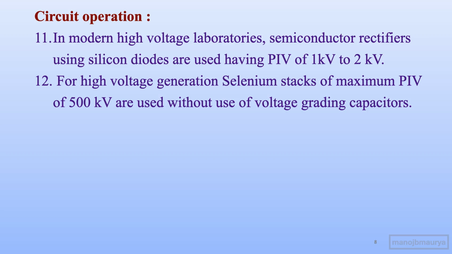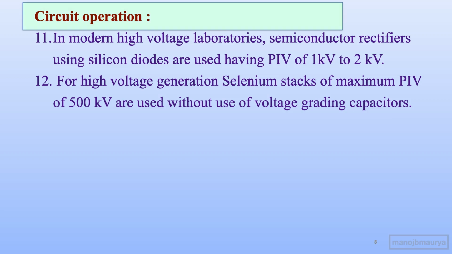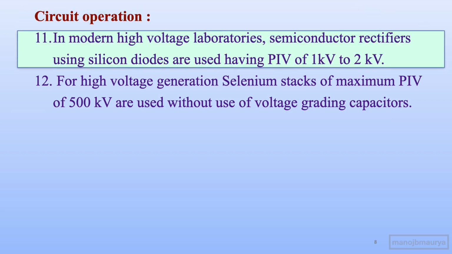Let us move to the next slide. Further, in modern high voltage laboratories, semiconductor rectifiers using silicon diodes are used having peak inverse voltage of 1 kV to 2 kV. So individual diodes have a rating of up to 2 kV or even higher as development is going on. But for higher voltages, several silicon diodes may be connected in series along with voltage grading circuits.